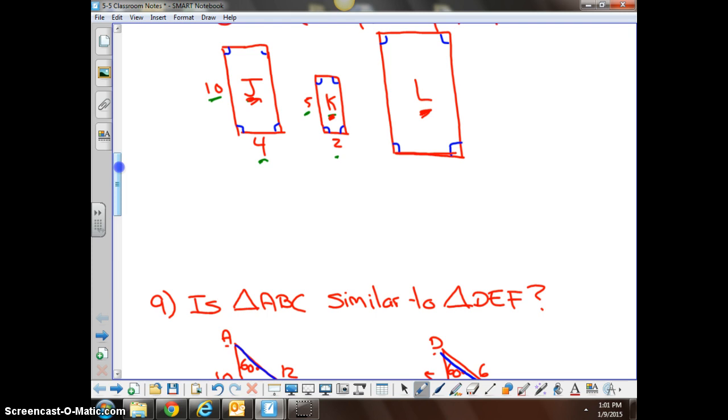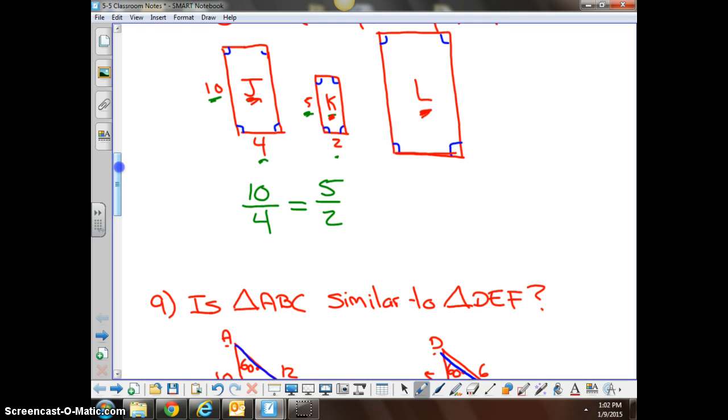We're not even going to focus on congruent angles because we can tell that all 3 of these shapes are rectangles, and as you know, rectangles all have 4 90-degree angles. So to check to see if rectangle J and rectangle K are similar, we're going to set up ratios. For rectangle J, we're going to take the long side 10 and put it over top of the short side 4. And then we are going to check for proportionality and see if rectangle K is proportionate to rectangle J by setting up corresponding sides in our fraction.